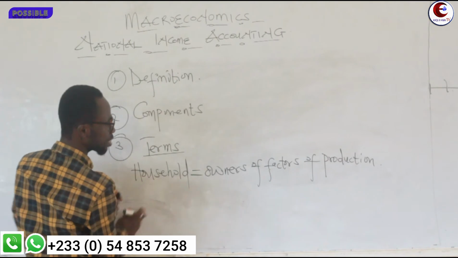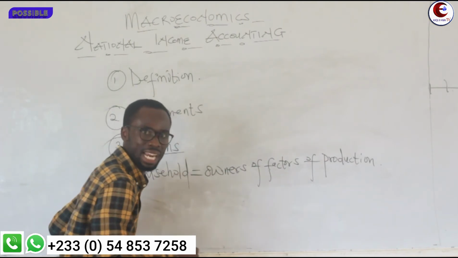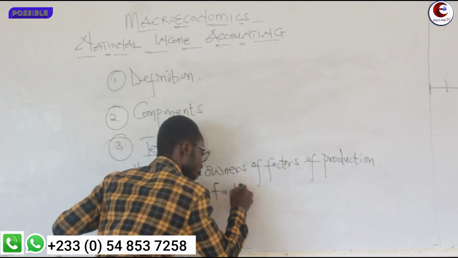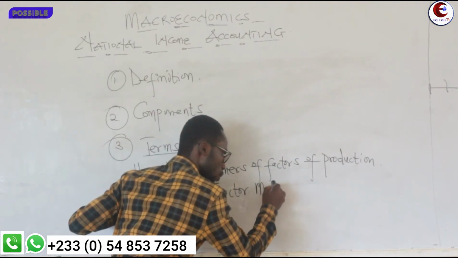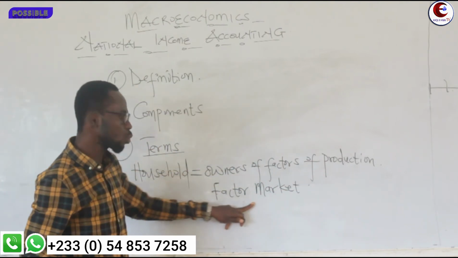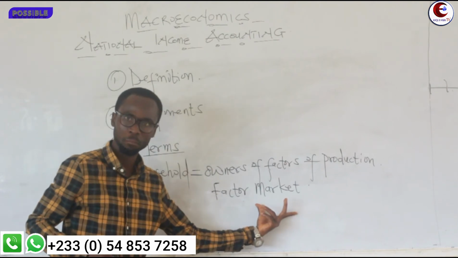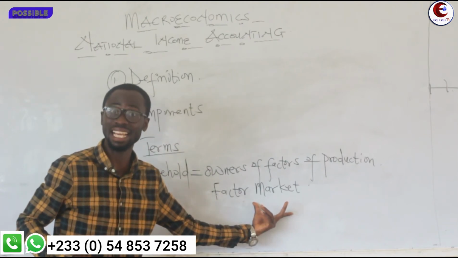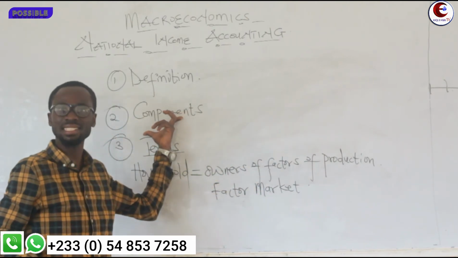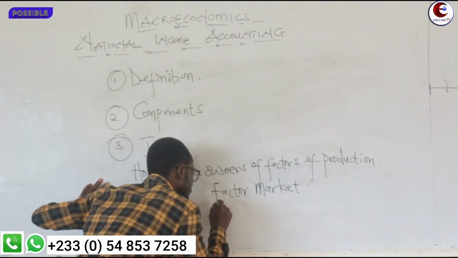So they are the owners of the factors of production. They sell the factors of production on the market called factor market. And then when they sell their factors of production on factor market, they get what is called factor income. Factor income, which is a component of the national income. So they get what is called factor income.